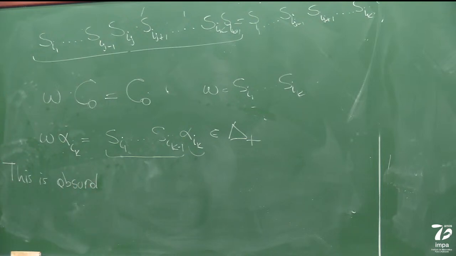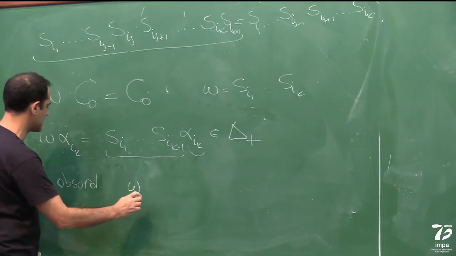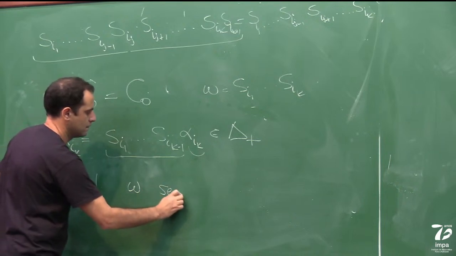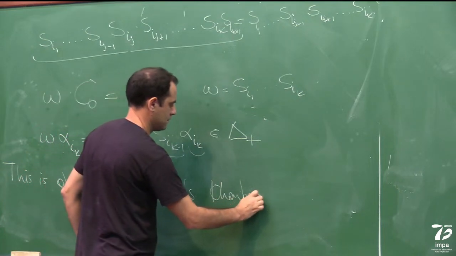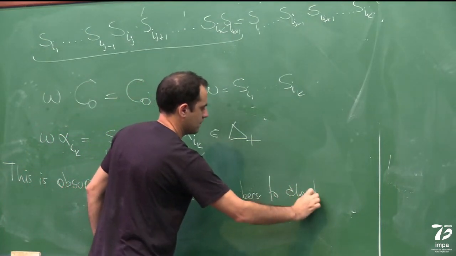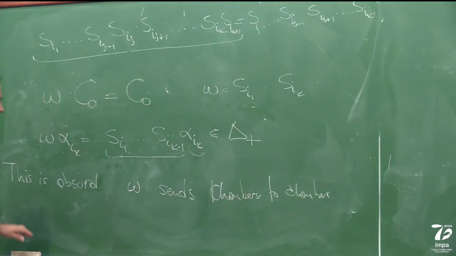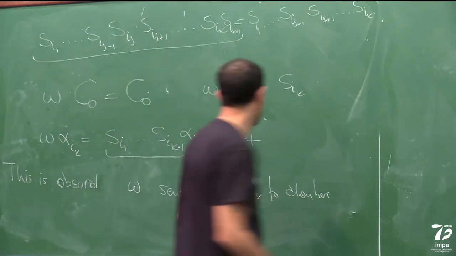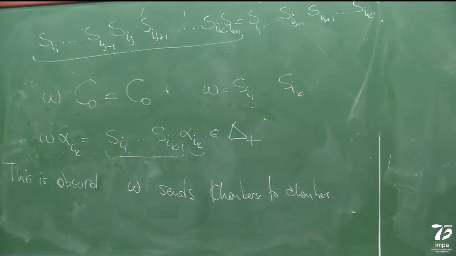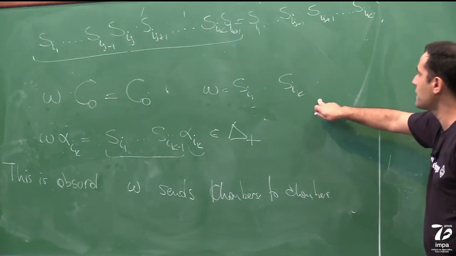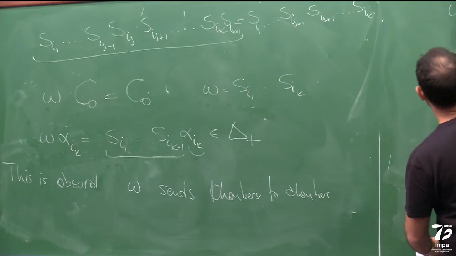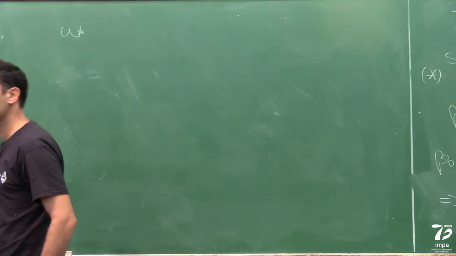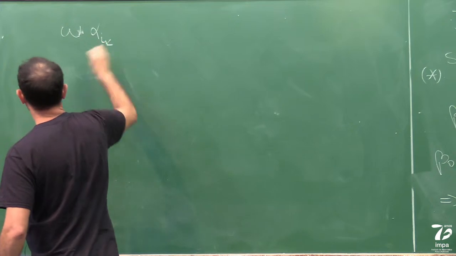And this is absurd because W sends chambers to chambers. So in particular, what I can do for this W is apply this to alpha ik, which is what we did. So you grab your W that sends C naught to C naught, and let's apply it to a simple root, alpha ik.